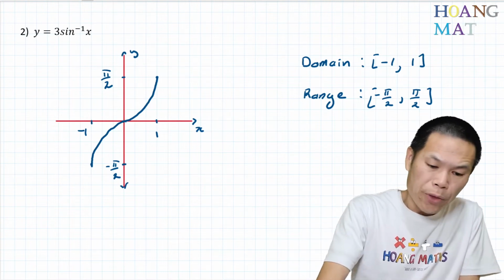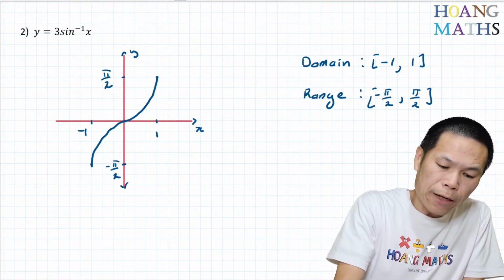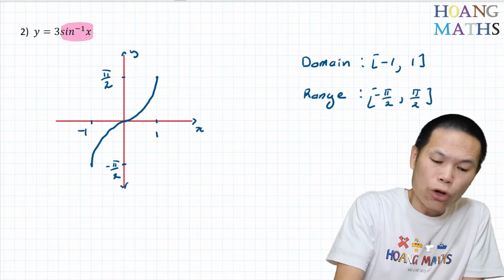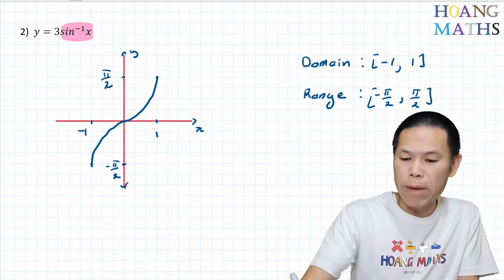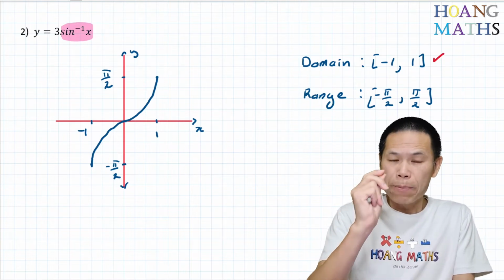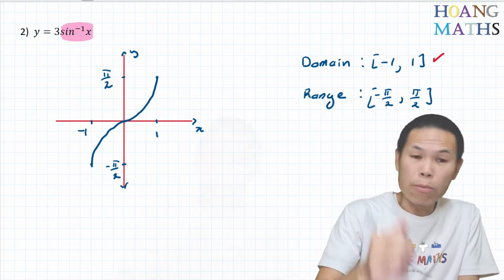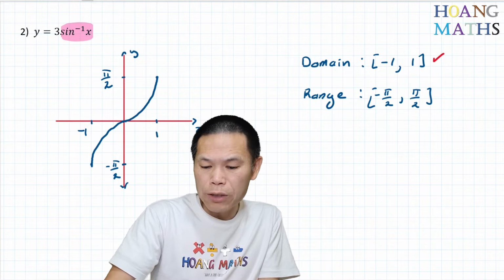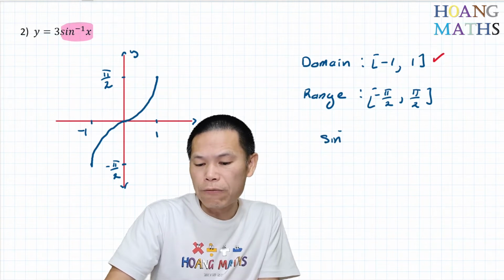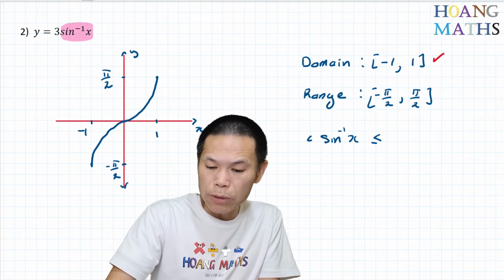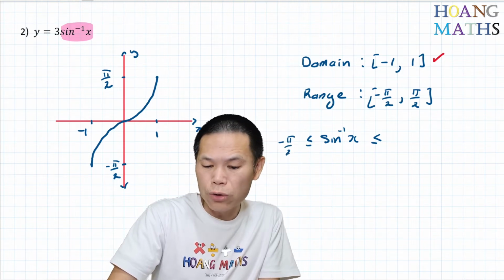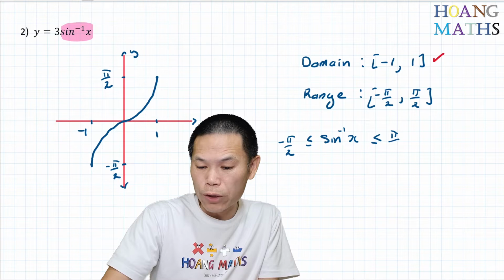And now we have 3 sine inverse of x. So therefore, the domain is exactly the same. So there is no change for domain. So it's correct. But then we know that the range for sine inverse of x, let me just write this down, is actually between -pi over 2 and pi over 2.